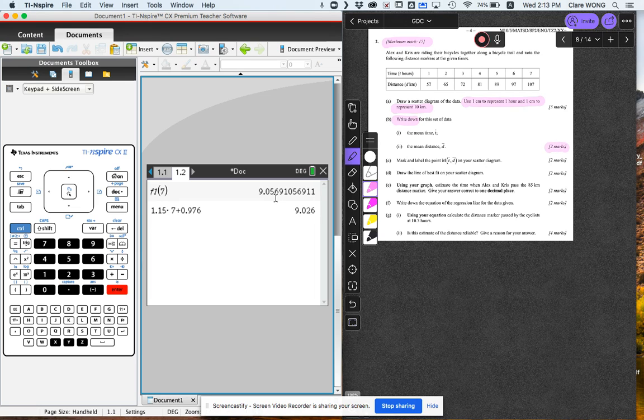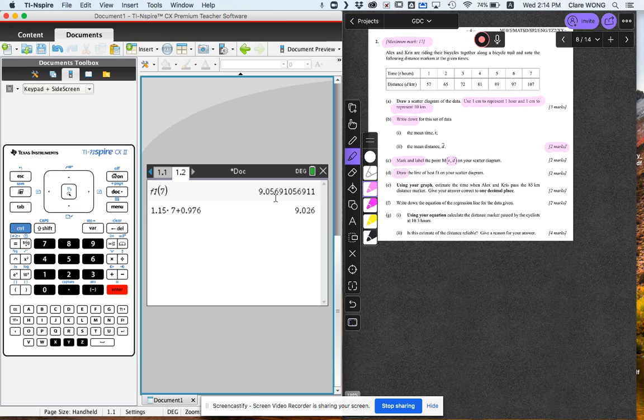It's only 2 marks, so you really should not spend the time keying separate numbers into the calculator to work it out. And then it says mark and label the point T and D, mean of T and mean of D on your scatter diagram. Draw a line of best fit.